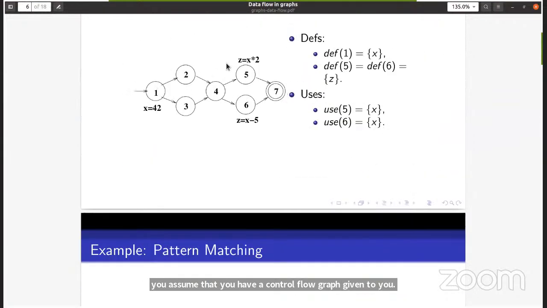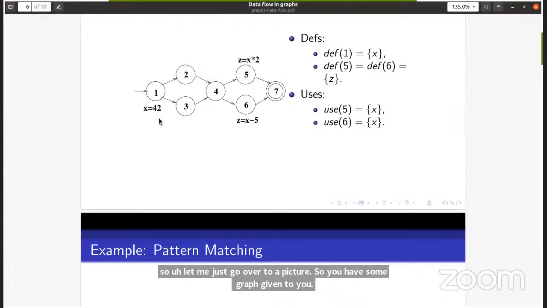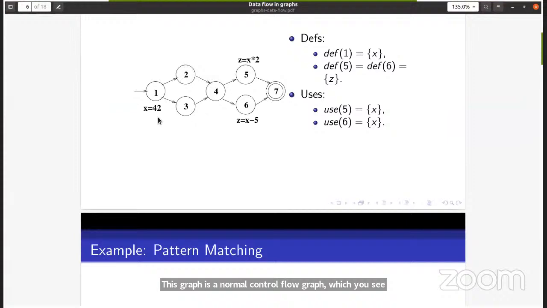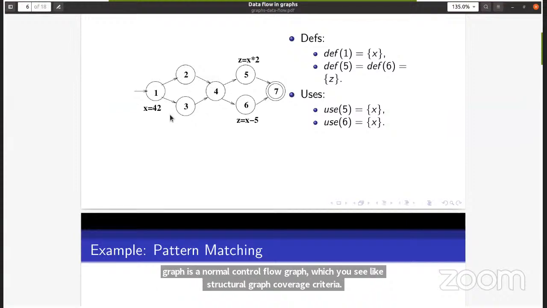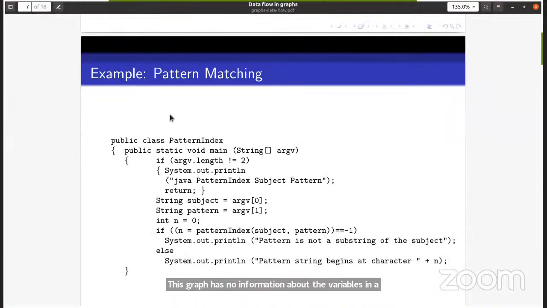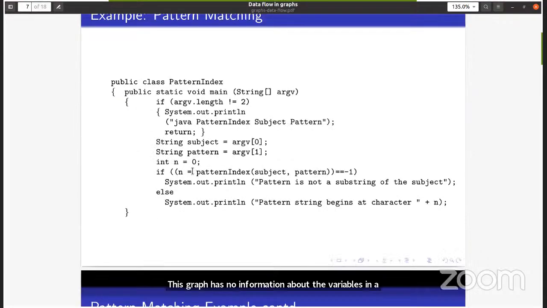So you have some graph given to you. This graph is a normal control flow graph, which you see in structural graph coverage criteria. This graph has no information about the variables in a program. Suppose you take this pattern matching example, which you should have seen. This one has a lot of variables, right?